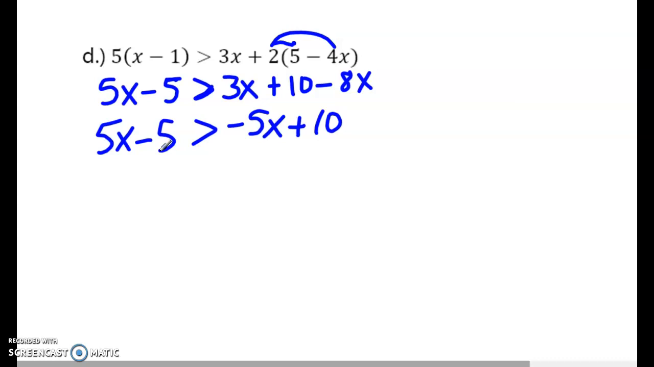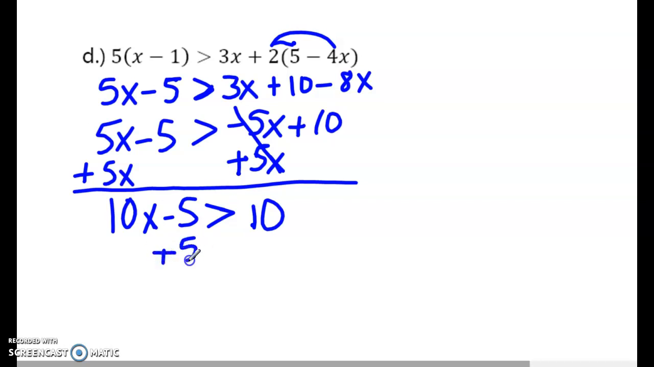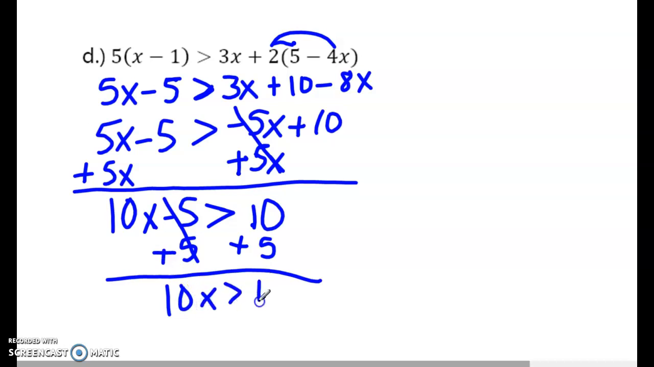So how do I do that, Camilla? How do I move this 5x here? Add 5x to both sides. Five x is gone from the right, but I have 5x plus 5x on the left. That gives me 10x minus 5 is greater than 10. So my x is over here on the left. I need to get rid of that 5. Tessa, what do I do to both sides to get rid of that 5? It's being subtracted, so the opposite would be add 5 to both sides. So 5 is gone from there. I just have 10x is greater than 15.